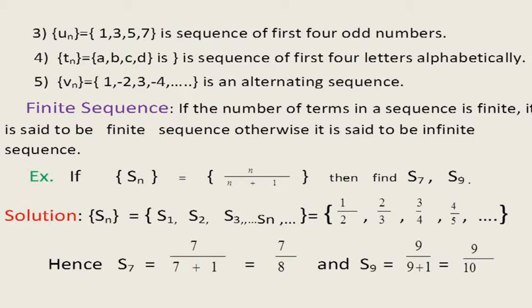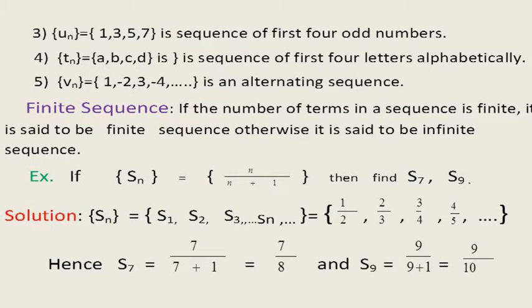Let us see what is meant by finite and infinite sequence. If the number of terms in sequence are finite, it is said to be finite sequence. Otherwise, it is said to be infinite sequence. Now, let us see one example. If sequence Sn is given as n upon n plus 1 and we have to find S7, S9, that is 7th term and 9th term.